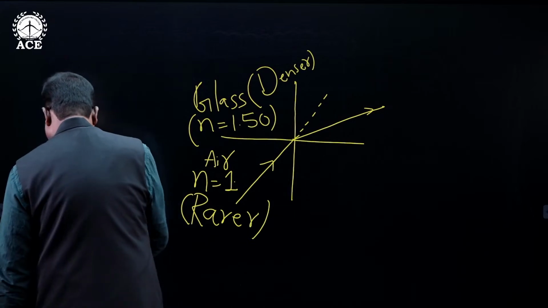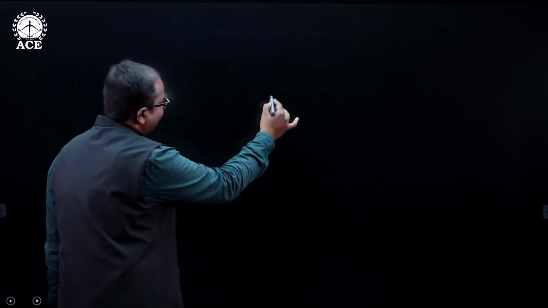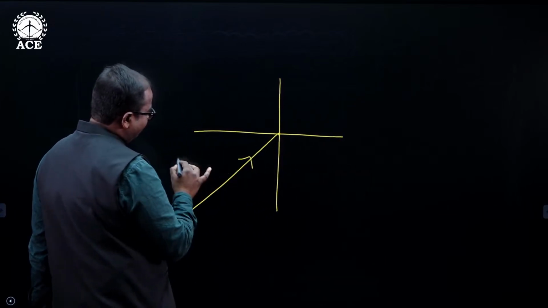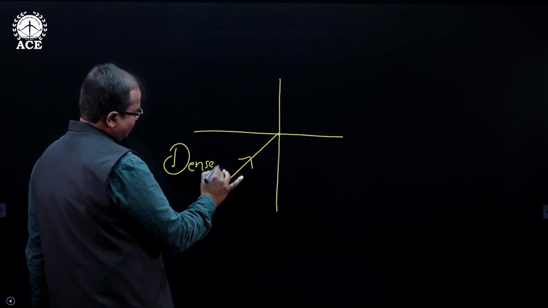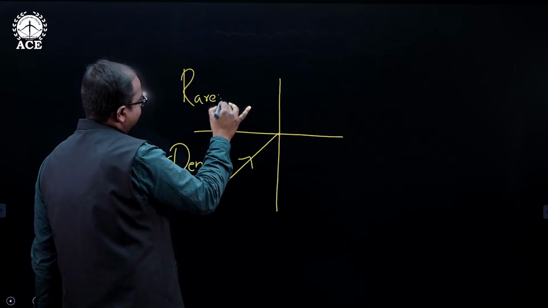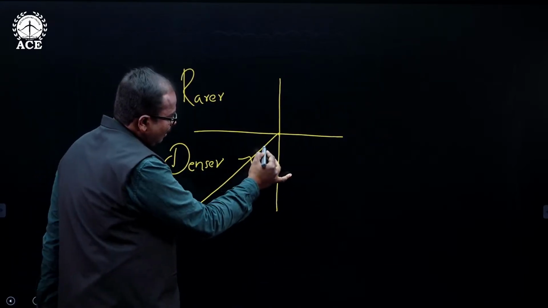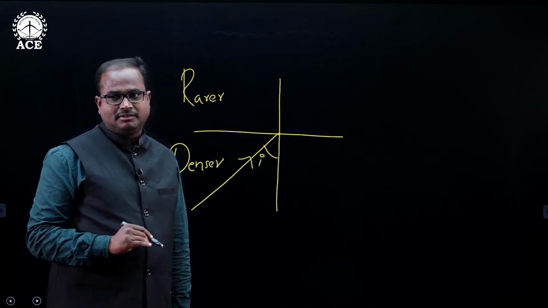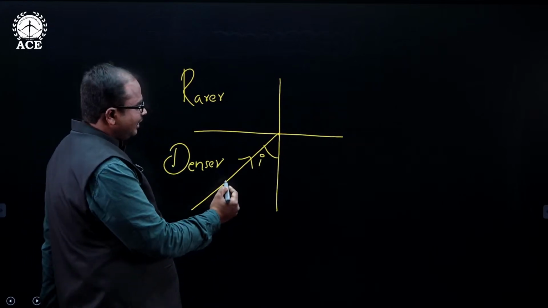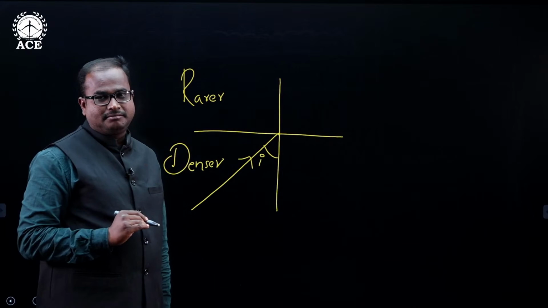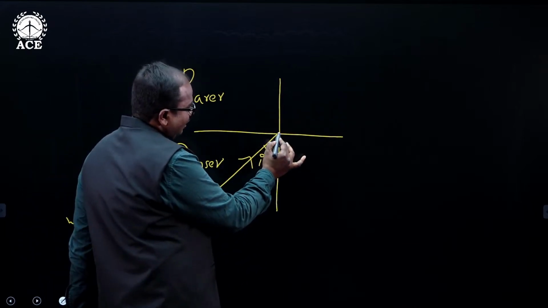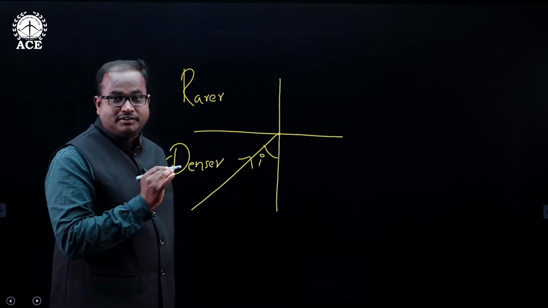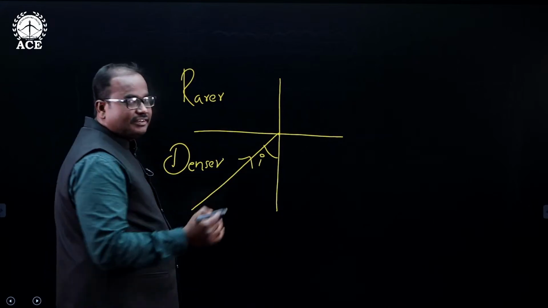Now I consider a situation where the light ray is going from denser to rarer. This angle, let it be I, is called the angle of incidence. What happens when a light ray is going from denser to rarer? There are three possibilities for that light ray, depending upon this angle of incidence.